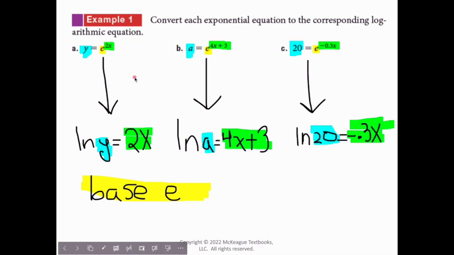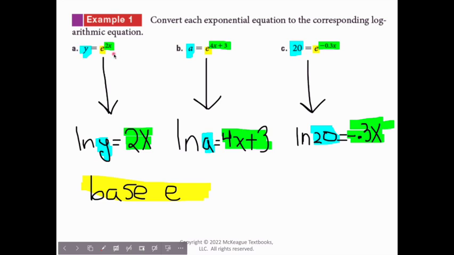Now let's look at converting exponential equations to the corresponding log equation. So when we look at part A here, we're going to use the same method we did on the previous slide. We're just now involving variables in our equations. So we have y is equal to e to the 2x. This is our exponential equation.